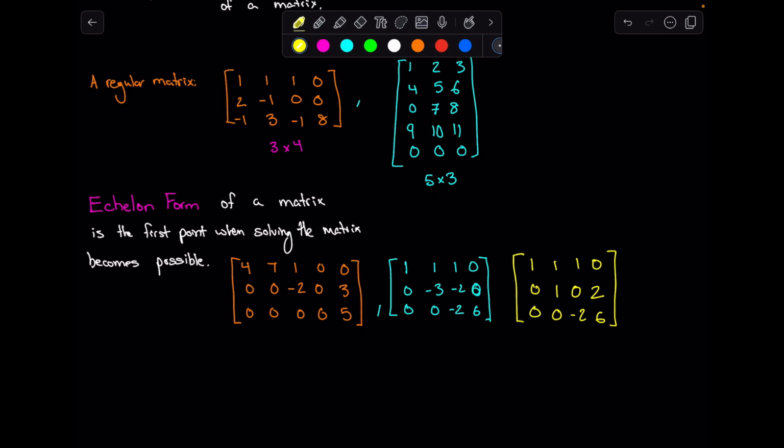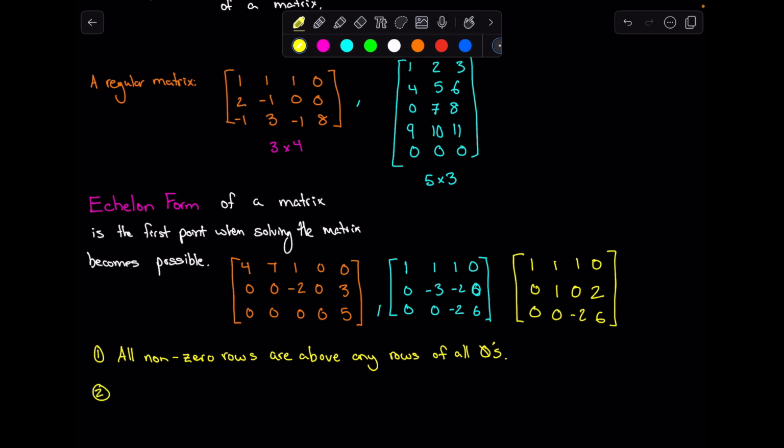Okay, so there's 3 rules. For echelon form, the rules are as follows. Number 1, all non-zero rows are above any rows of all zeros. Okay, that's the first rule.